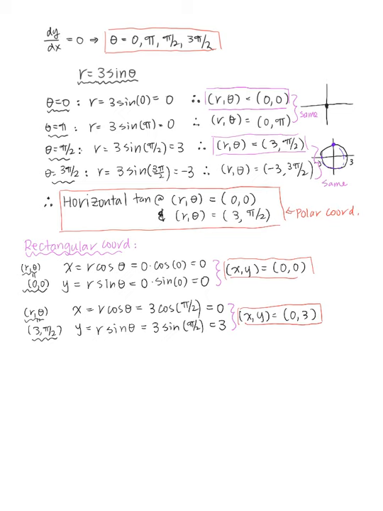All right, so looks like we're only going to get 2 points of horizontal tangency. So let's take a look at our equation r equals 3 sine of theta. Maybe we can convert that into a rectangular form, and we can prove that there are only 2 horizontal tangencies. So just for fun, let's convert this into a rectangular equation. What was our function? r equals 3 sine of theta.